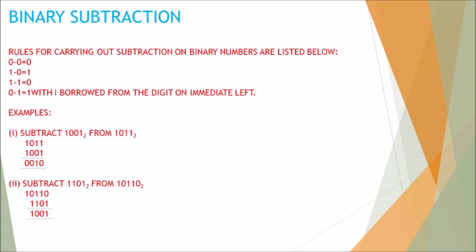So 0 minus 0 is 0, and 1 minus 1 is 0, and again you see 0 minus 1. So you have to borrow 1 from the immediate left digit. We cancel that last digit 1, and we carry 1 from the previous digit, and 0 becomes 10, and 10 minus 1 is 1. So this is how we have to do the binary subtraction.